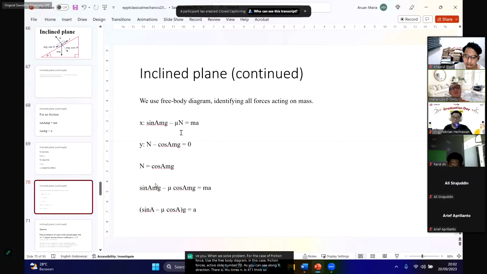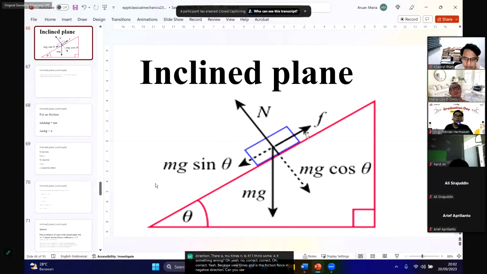I think, is it something wrong? Oh yeah, no, correct. All correct. Because mu times n is the friction force in the negative direction. Can you see? This is mu times n, negative, correct?